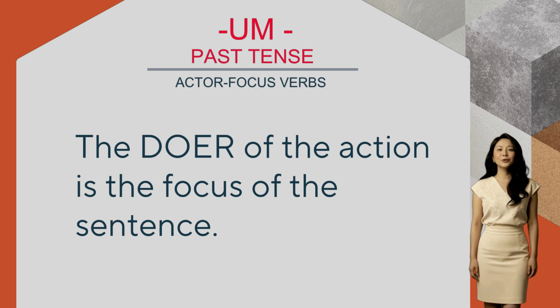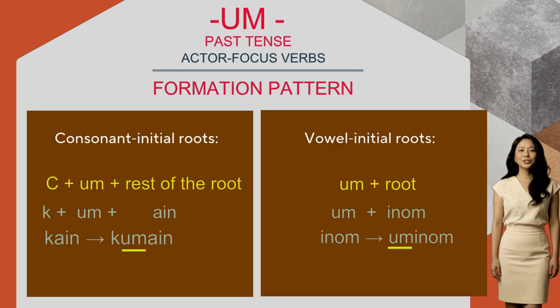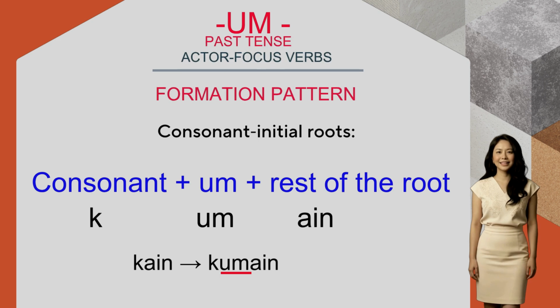Before we start with the formation pattern, I want to emphasize that when we use verbs, they are actor focus, meaning the focus of the sentence is the doer of the action. The formation pattern for verbs in the past tense follows one clear rule. It depends on whether the root begins with a consonant or a vowel. I will give you a clean, structured explanation how you can do it easily. Let's start with the consonant initial roots.